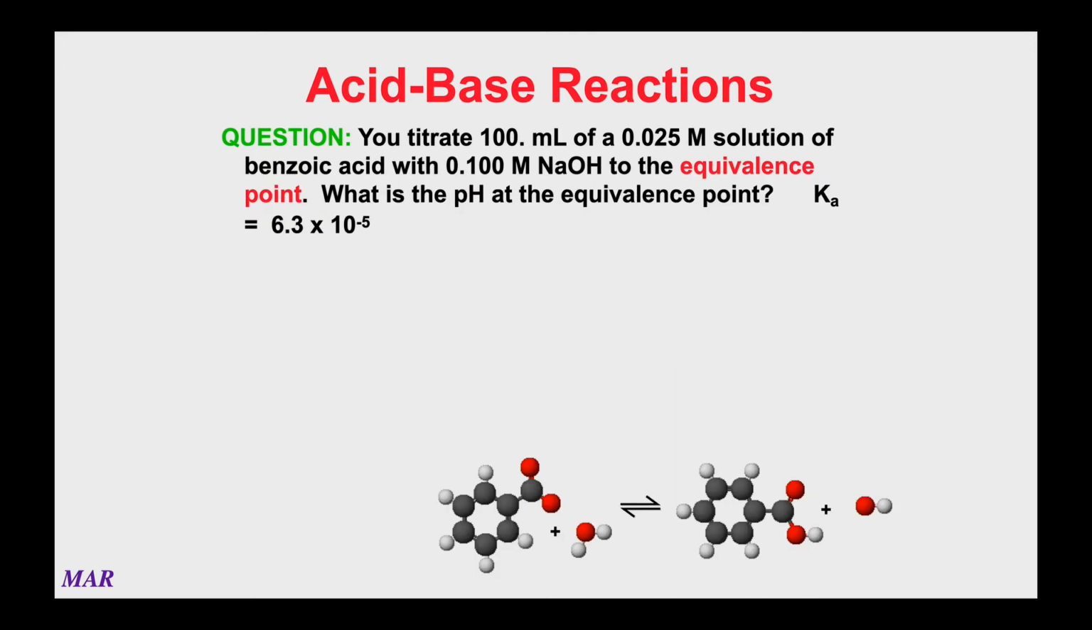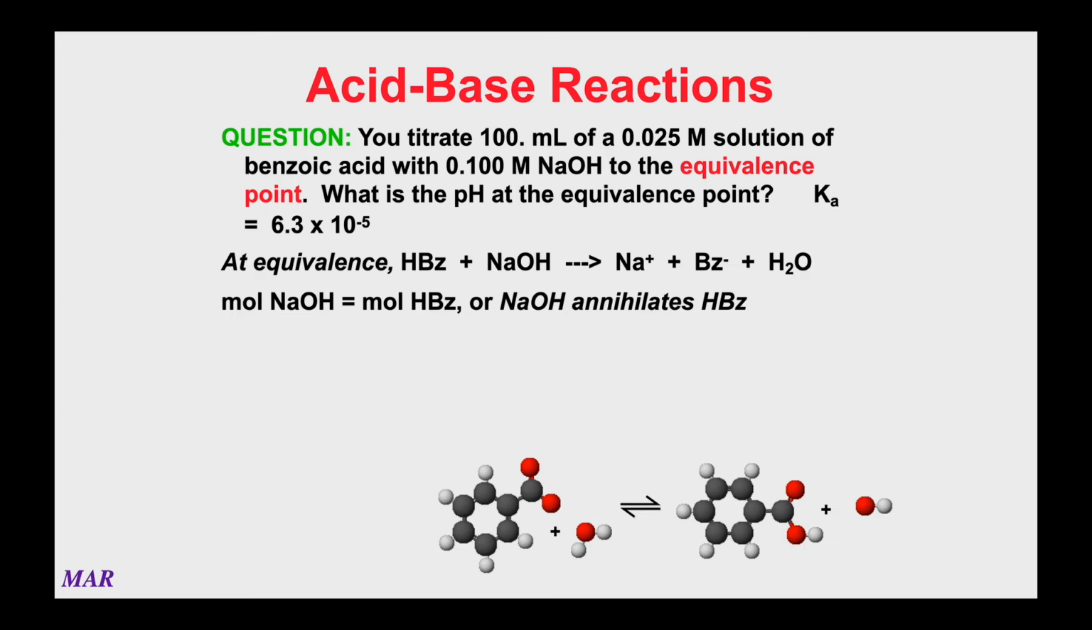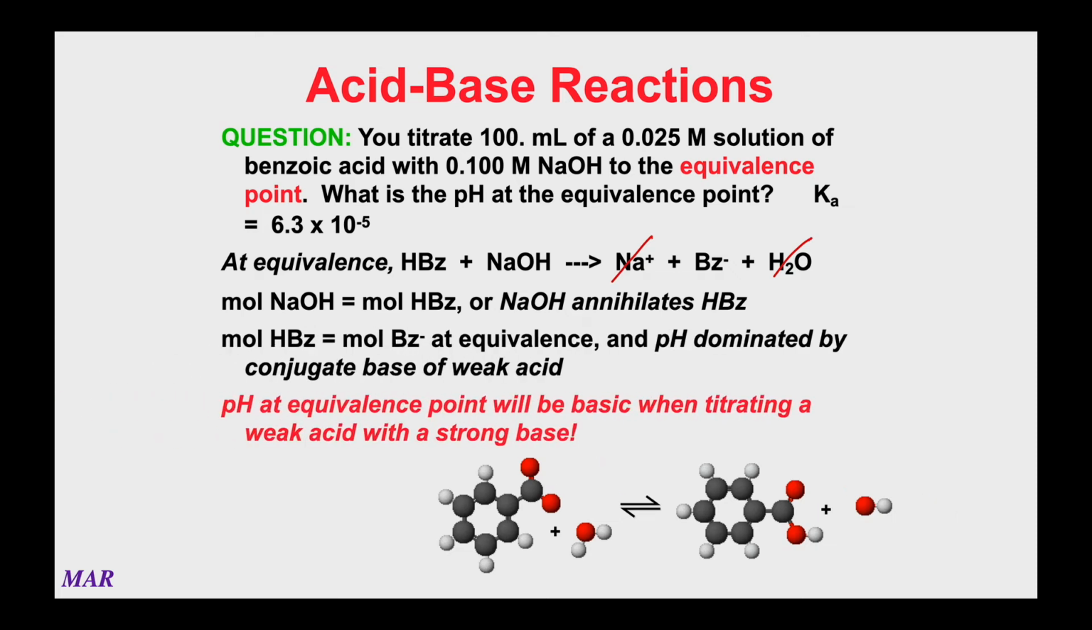So let's find now the pH at the equivalence point. Ka still 6.3 times 10 to the minus 5, etc., etc. At the equivalence point, the benzoic acid moles and the moles of sodium hydroxide are equal. So at this point, we end up with sodium ions, benzoate ions, and water. Now sodium, pH neutral, boring. Don't have to worry about that. Water, pH 7. And that can be interesting, but the most interesting thing here is the benzoate ion.